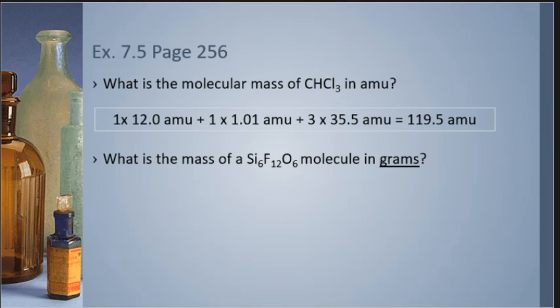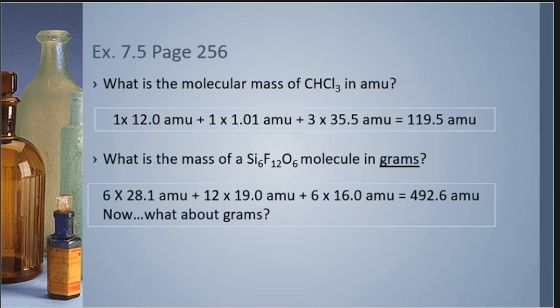All right, so somebody tell me Si. 28. 28? And how many do I have? 6. Okay, fluorine? 19. 19, and I have 12 of those. Oxygen, that's 16, and I have 6. All right, so let's do that. 6 times 28, 12 times 19, and 6 times 16 gives me 492.6 AMU. Does everybody see where I got that? Okay, so the bottom line to the question is on the bottom line of the chart. Get it? Okay, but now I've got to convert it to grams.